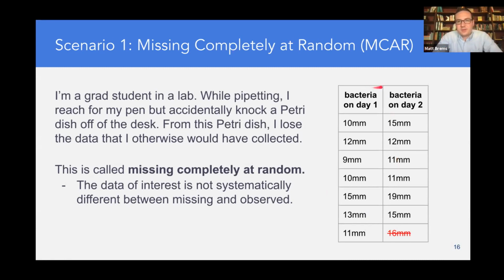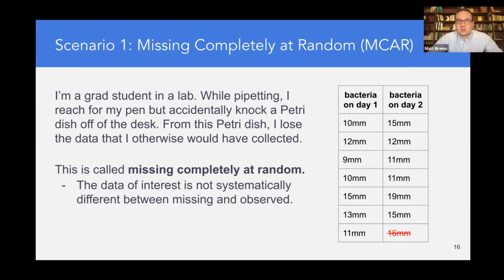So for example, I'm looking at the width of the bacteria on day one and on day two, and I'm recording all of this information. But down here, there was one petri dish, 11 millimeters of bacteria on day one. On day two, I've got a red line through that. That's missing data. It's contaminated. I can't use it.